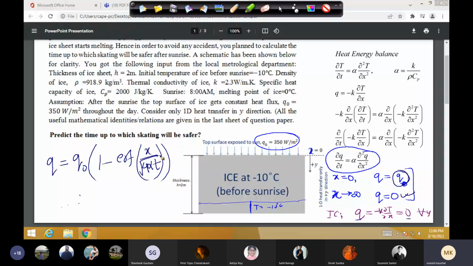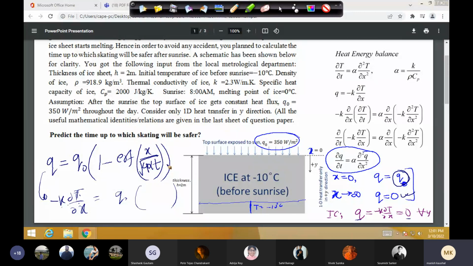But we are somewhere in the midway. In the next class, we got the heat flux answer. Now we'll again go back to the definition of Q, which is minus k dT by dx, and then integrate it. By solving the differential equation, we can find the temperature profile. And once you know the temperature profile as a function of x and t, you put x equal to 0, and you will get the temperature of the top layer as a function of time.